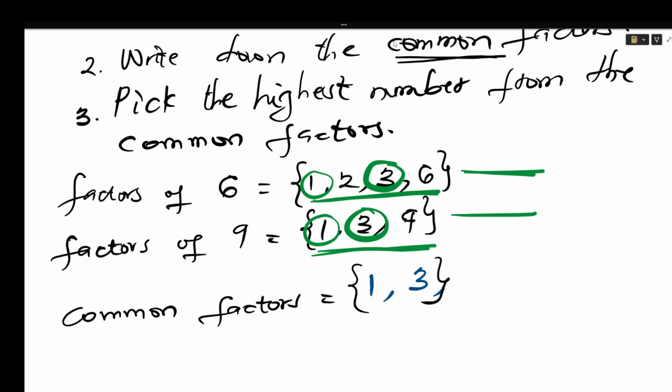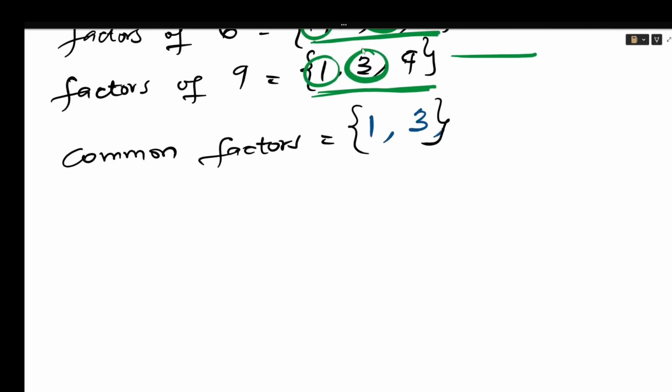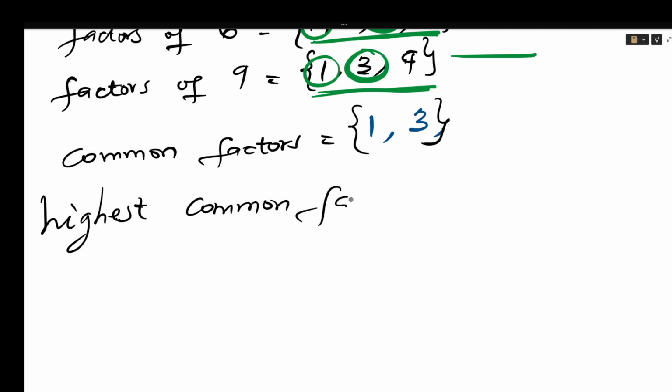I can then check off the second step. Then the last step is to find the highest number from those common factors. So I can now say highest common factor is equal to 3, because looking at 1 and 3, 3 is the largest, 3 is the highest.